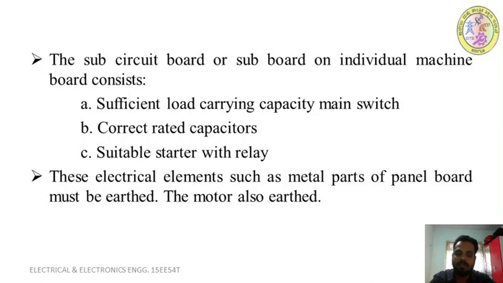These electrical equipments, such as the metal parts of the panel board and all the starter board metal parts, must be earthed, and the motor body must also be earthed. These are the general procedures we follow while doing the power installation.